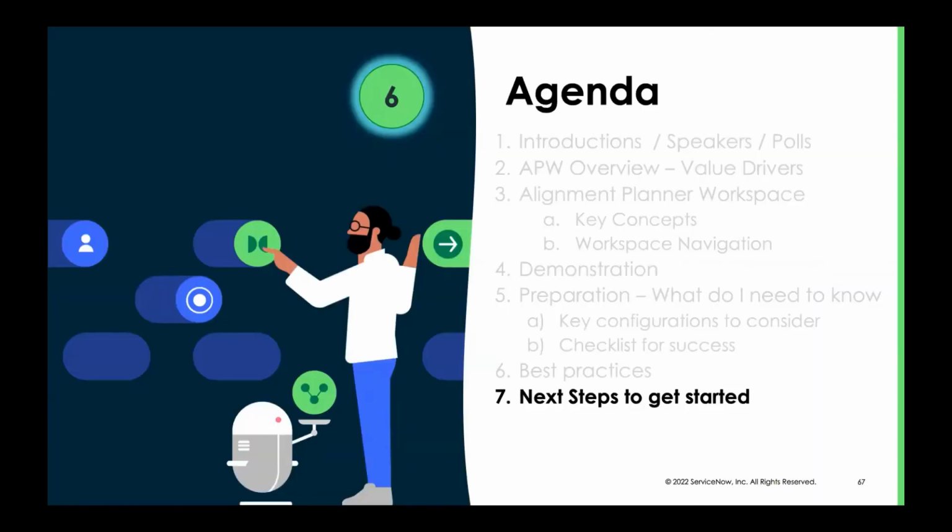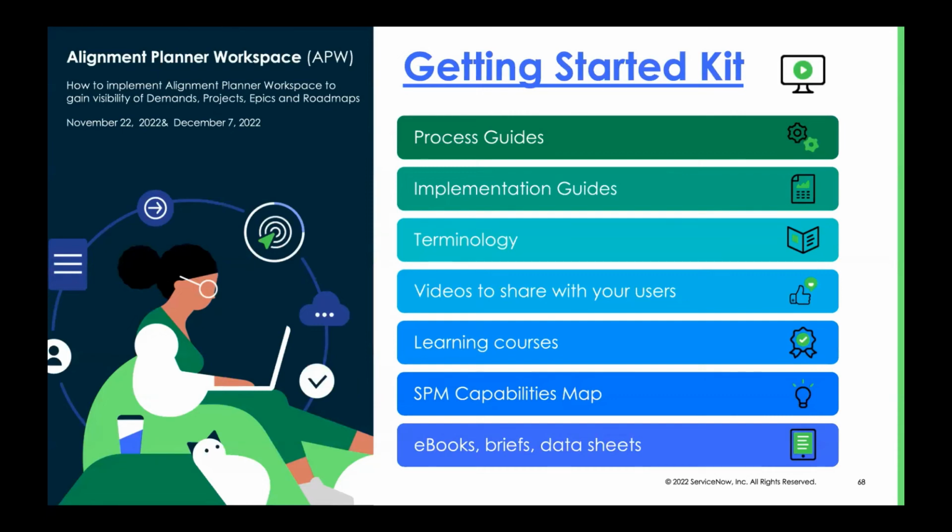So next steps, getting started, right? Again, I think we put this in the chat, the getting started guide. There's process guides, implementation guides, terminology, videos, lots of videos. There's learning courses. There's a capability map I referenced earlier. There's ebooks and briefs, and there's so much stuff out there, right? So that link's there. You should be able to get to that. It has all this referenced.